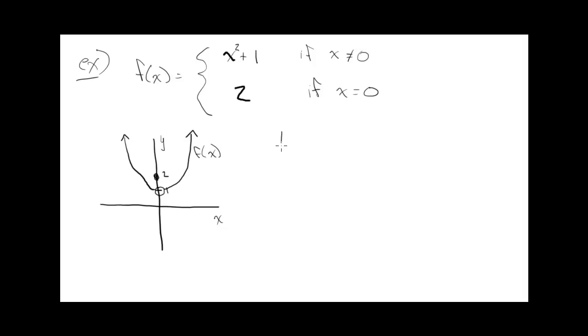Okay, so now let's think about the limit as x goes to 0 from the left of f of x. So there's two ways you could do this. You could look at the graph and say, what is the function approaching as we approach 0 from the left?